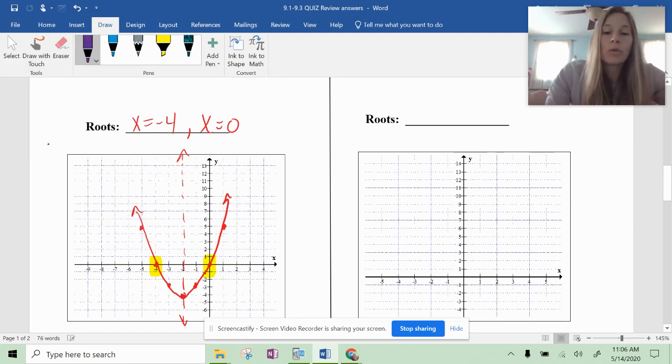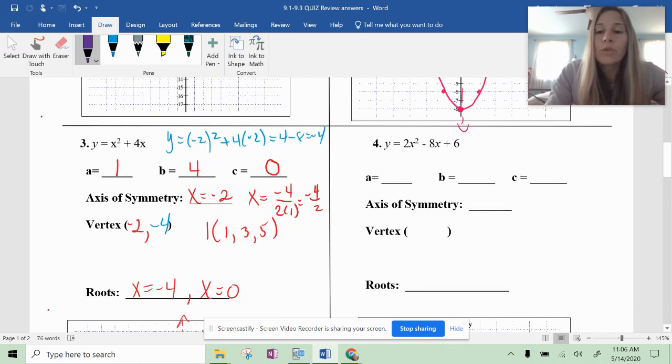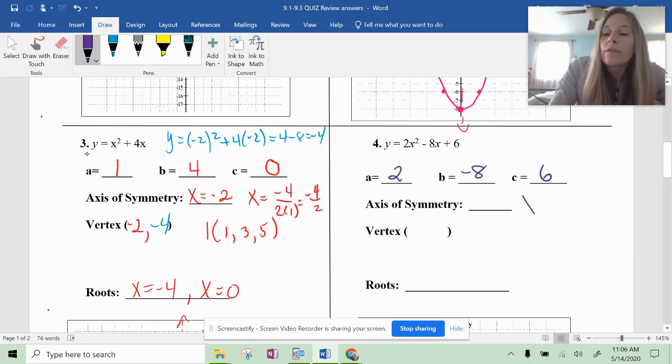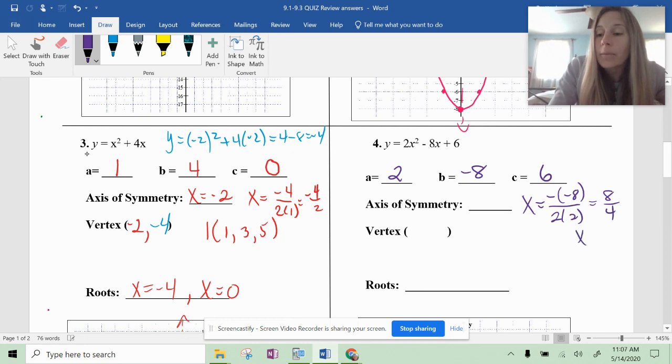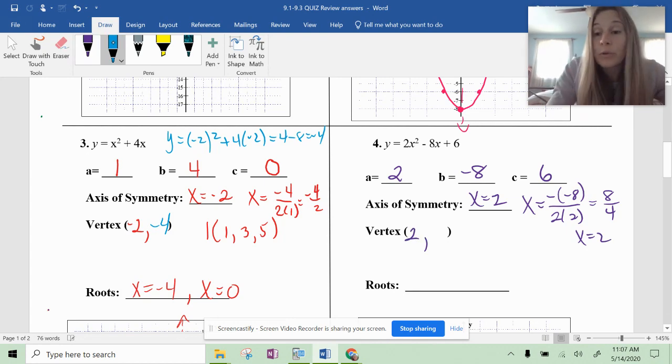Okay, and now we're going to go to number 4. So this one is in standard form. It has an A, B, and C. So A is 2, B is -8, and C is +6. So to find our axis of symmetry, we're going to do -b, and because the b is already a negative, that's going to become a positive. 2 times a, and 8 divided by 4 is 2. So our axis of symmetry will be x equals 2, and the vertex will start out with a 2.